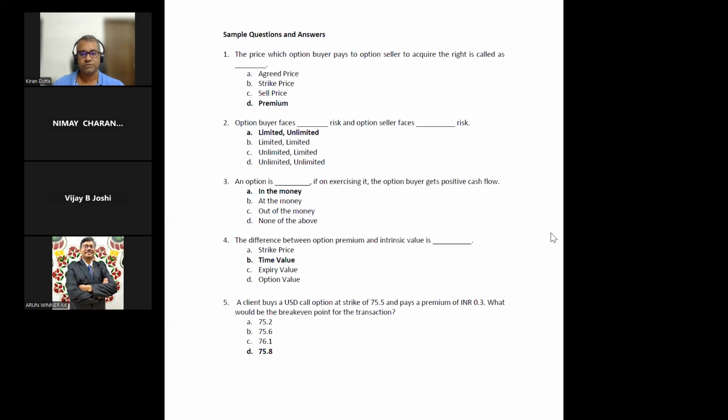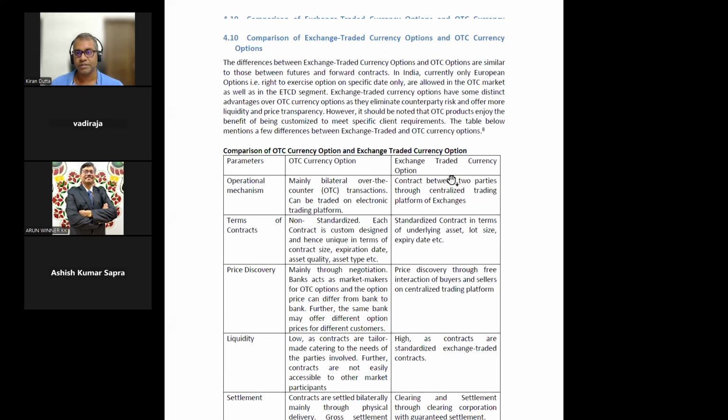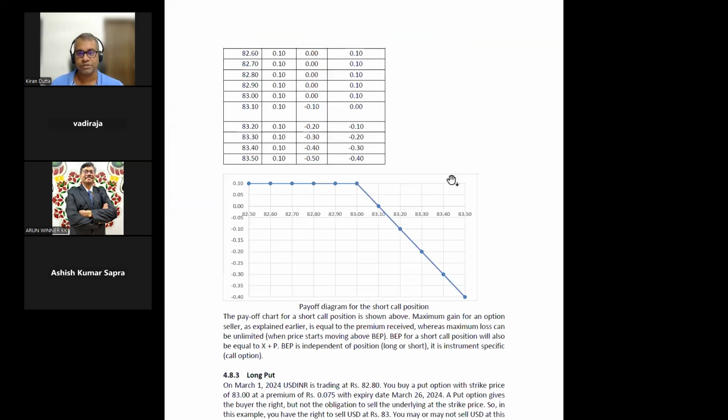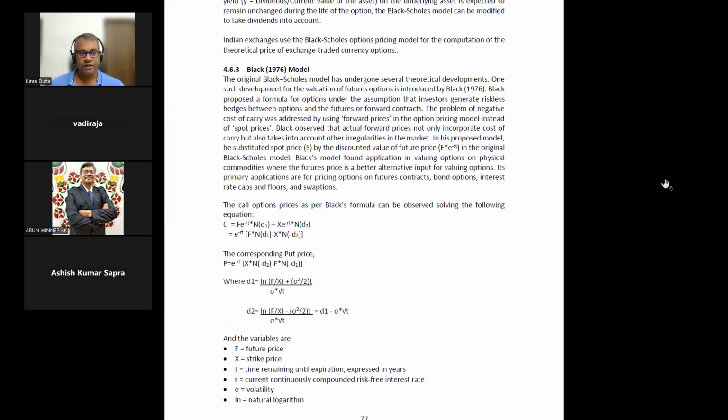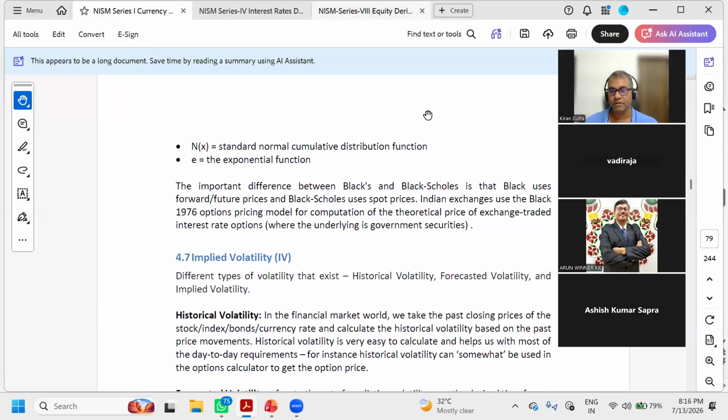The last one, right, like this: the strike is 75.5 and the premium is 0.3. What is the break-even point? Strike price plus premium, 75.8. Yeah, right. Okay, perfect. Any questions on this? Actually, this is what the currency derivatives, the currency option chapter, is all about. We covered everything, right, guys? Anything left here? Are you happy? Okay, fine, good. Cool.